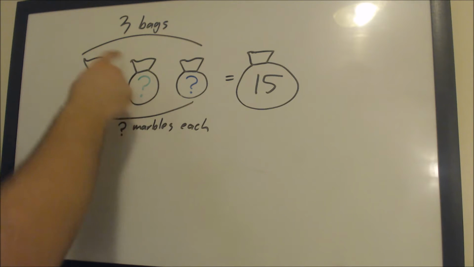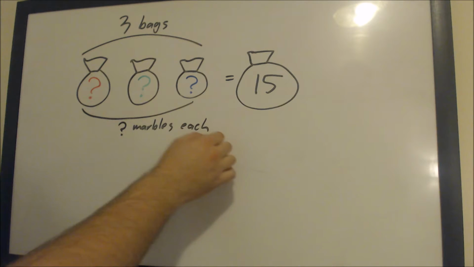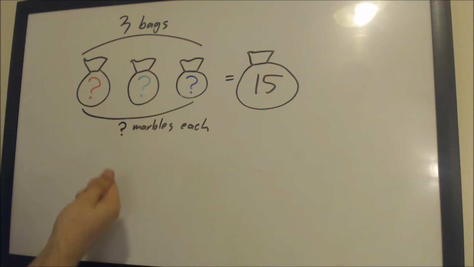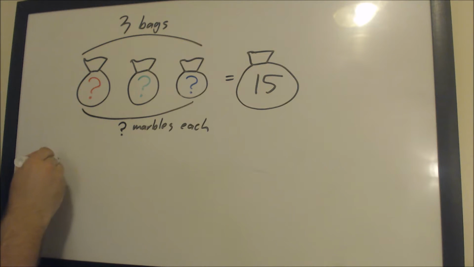Now, we know how many bags we have, and we know how many marbles we have in total. And we know that each bag contains the same number of marbles, but we don't know what that number is. How could we use addition to figure this out? Well, here's how. We start with our total number, 15.